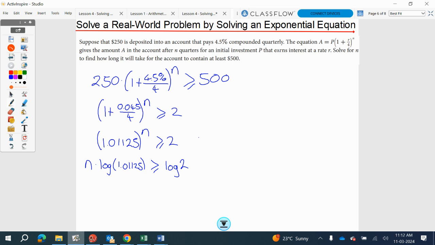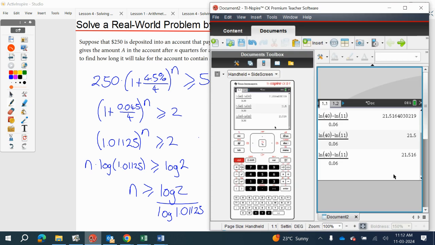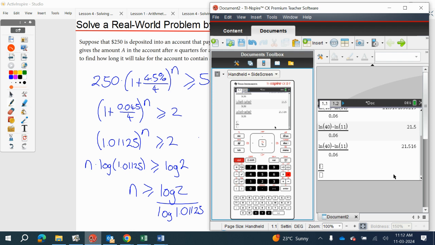In this case, we know that the number of years is going to be bigger than the answer we get, or the number of quarters. All right, so we get n is greater or equal to log 2 over log 1.01125. This we can put into the calculator. I'm just going to use ln, it'll be easier, quicker.